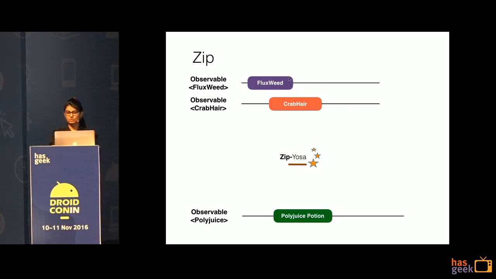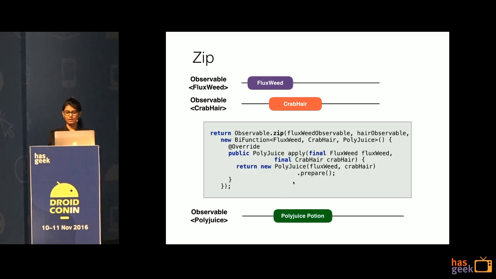So here is the marble diagram for this problem. One observable is emitting fluxweed, another observable is emitting crab hair, and then we want to combine these two after both of these operations or tasks have completed and we want to create a Polyjuice potion. What we can do is simply apply the Zipiosa spell over it. This is the zip operator. This is the static function of the observable class. We'll give it the fluxweed observable, we'll give it the hair observable, and here we'll use the by function because the input is two objects and we are converting them into a Polyjuice.